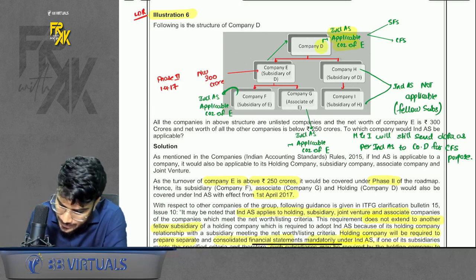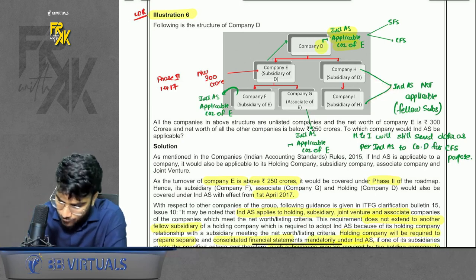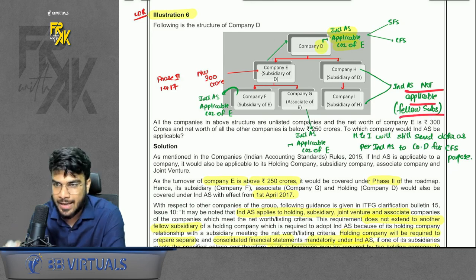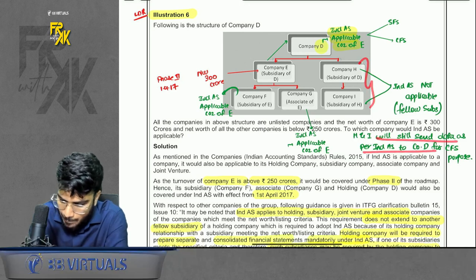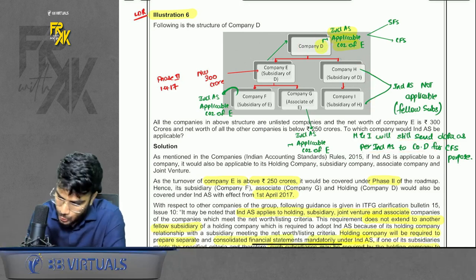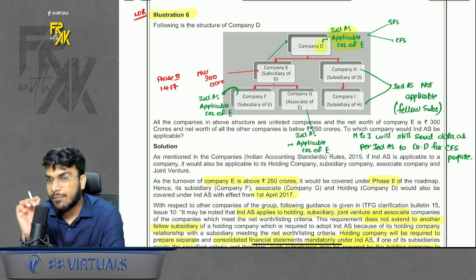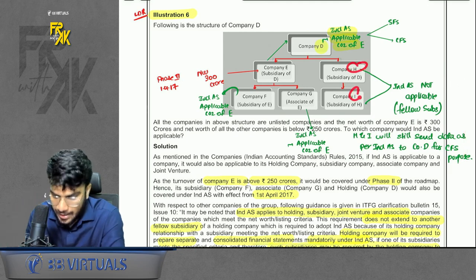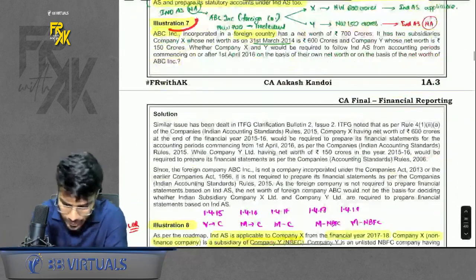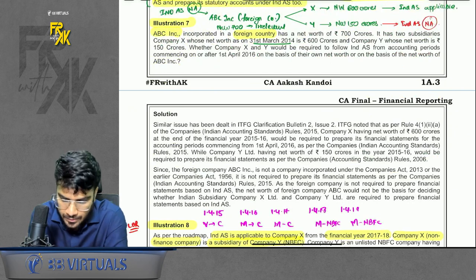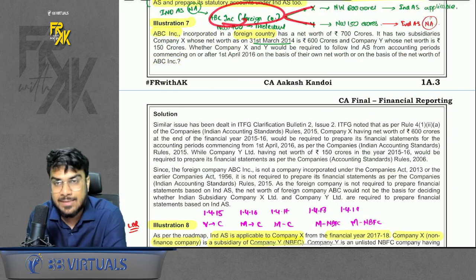That means this H and I will follow AS, but for the purpose of CFS, they will have to send data to company D as per Ind AS also. So in this case, do you remember a remedy was available where company H and I can adopt Ind AS voluntarily? Simple. Okay. Illustration number 7, where there was one foreign company which has 2 Indian subsidiaries.